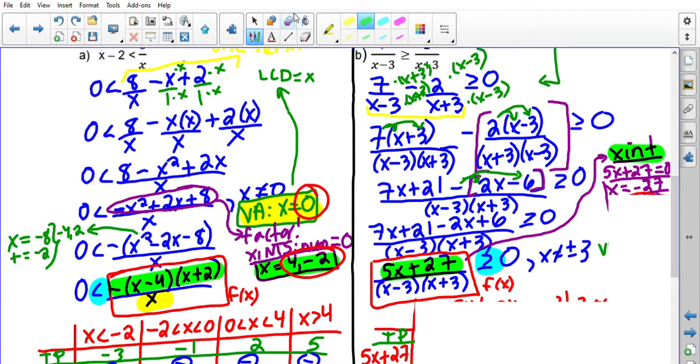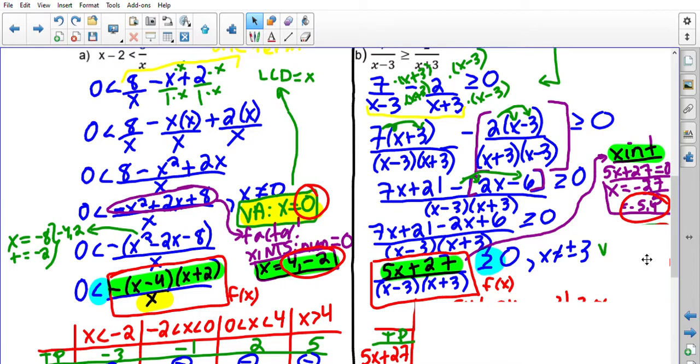Okay. The next thing we want to do is find the VAs. Oh, sorry, that was negative 27 over 5. My apologies. So x is equal to about negative 5.4. Okay, so it's okay to convert this to a decimal number so that you can easily put it into your interval chart. So this has an x-intercept of negative 27 over 5 once you solve for x.